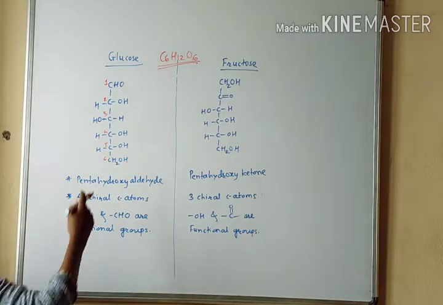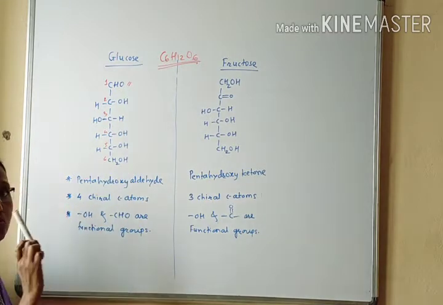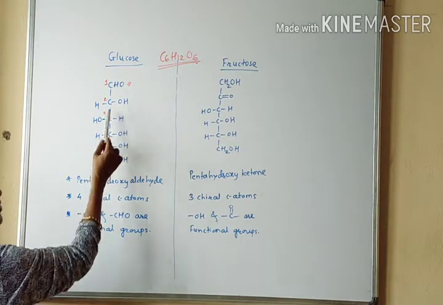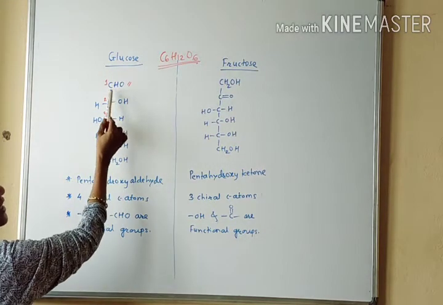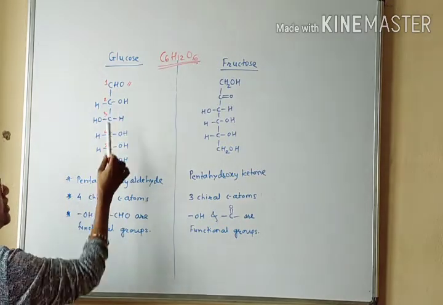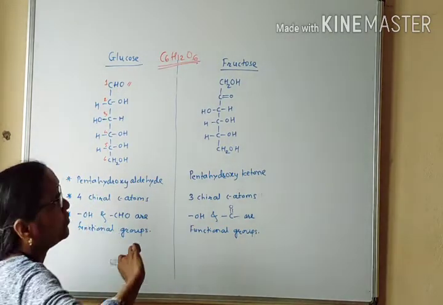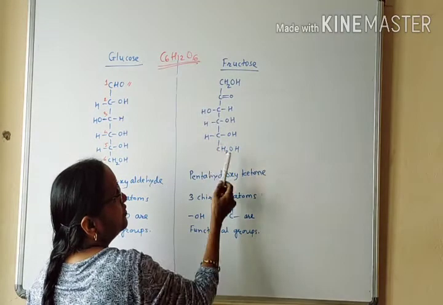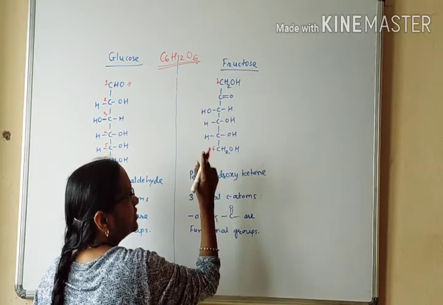Now see here, an aldehyde functional group is there and 5 hydroxy groups are present in the glucose: 1, 2, 3, 4, 5. That one is not an OH, that is an aldehyde functional group, CHO. But in case of fructose, the molecular formula is also C6H12O6. So what is the difference here?